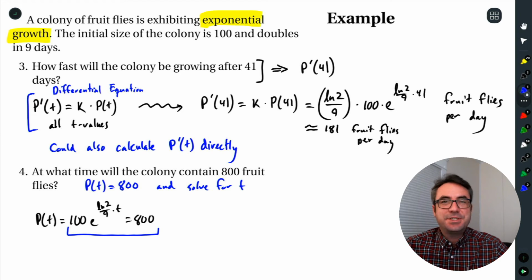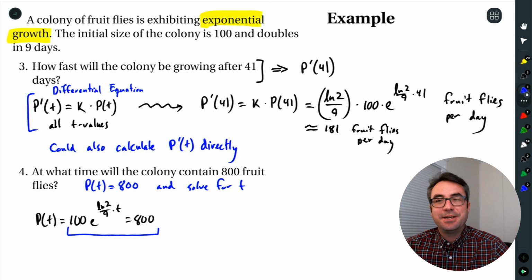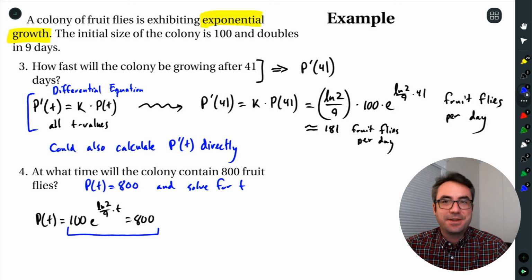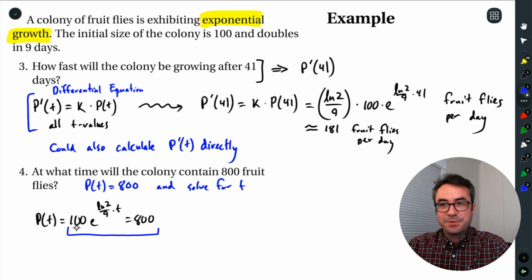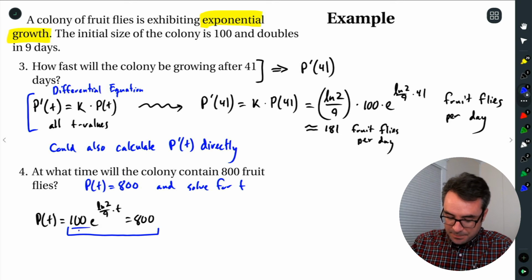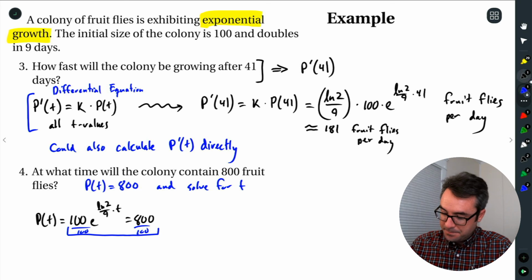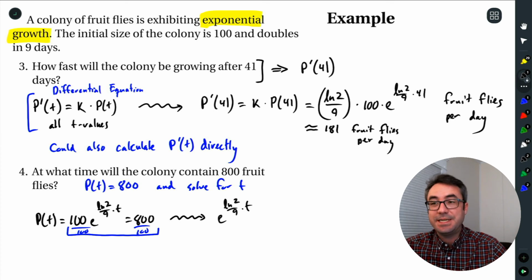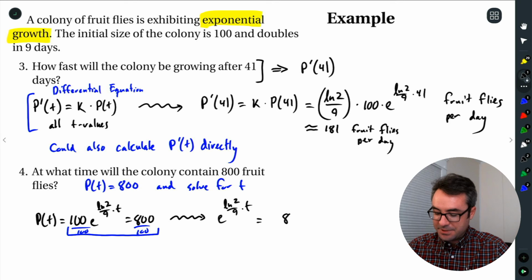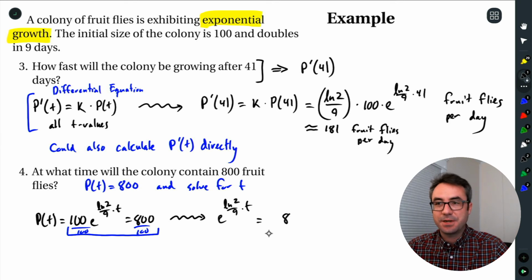Once you start doing these, it's the same solution techniques for a lot of these. So divide both sides by this constant in front of e. I'd probably divide both sides by 100. That would give me e, and leave space, because we know how we're going to get rid of that e in just a second. So e raised to the natural log 2 divided by 9 times t. And then 8 on the other side, leave some space there because we know what's going to come next.